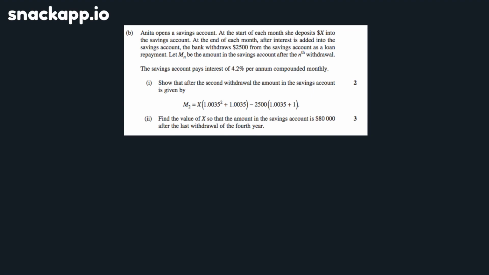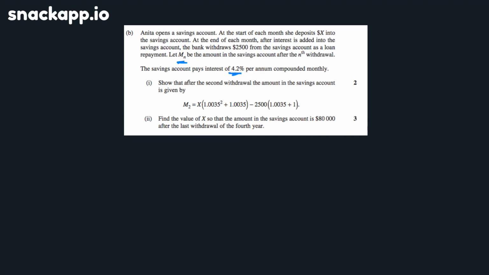She is depositing X amount into the savings account at the start of each month, and at the end of each month, after interest is added, the bank is withdrawing $2,500 from the savings account as a loan repayment. So we've got stuff going in and stuff coming out. And this here is the amount in the savings account after the nth withdrawal. Okay, and they pay interest at 4.2% per annum, compounded monthly.